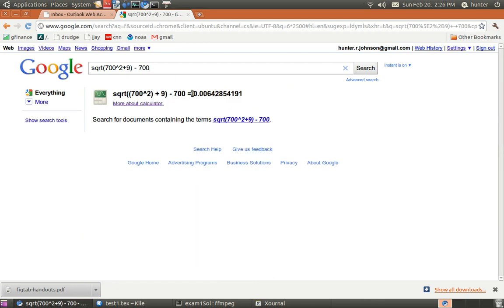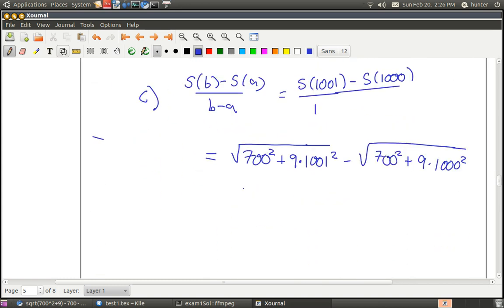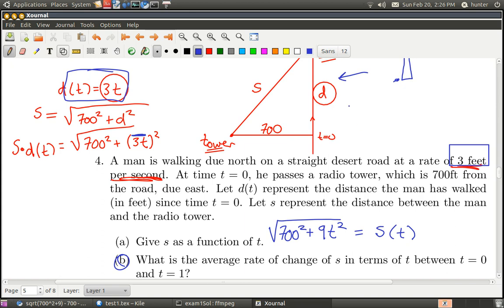So 0.006, let's just call it that. So that means that at the very beginning, he's hardly walking away from the tower at all. See? Look, imagine that he was like right here. Then it would be like he's not really moving very far away from the tower, right? It's almost like he's moving in a semicircle around.